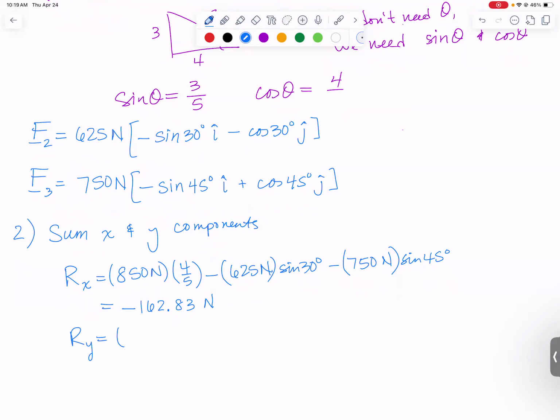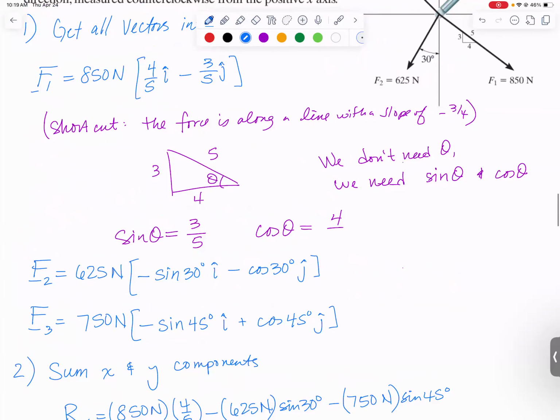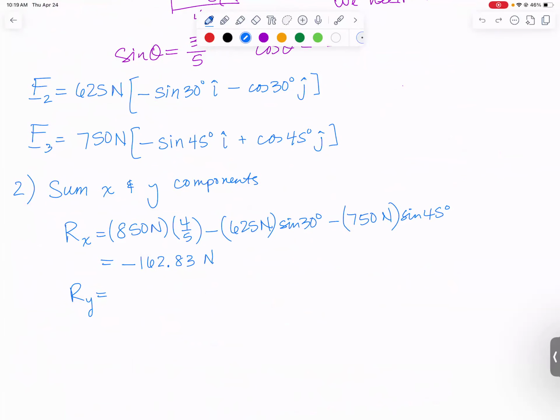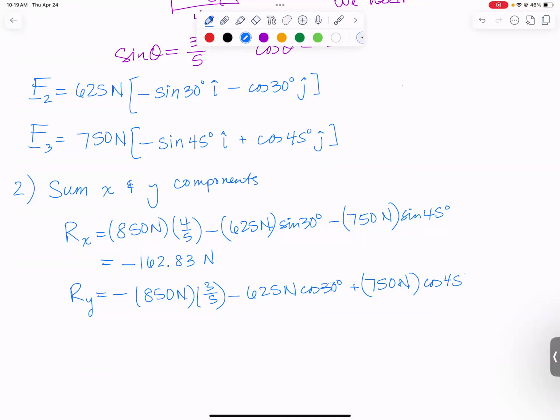Now let's do the y component. Well, we're going to have first the downward 850 times 3/5. You put in a negative sign, 850 newtons times 3/5. Then for the 625, it's also a minus 625 newtons cosine of 30 and plus 750 newtons cosine of 45 degrees. That all comes out to be minus 520.94 newtons. Keeping extra decimals because those are intermediate calculations.